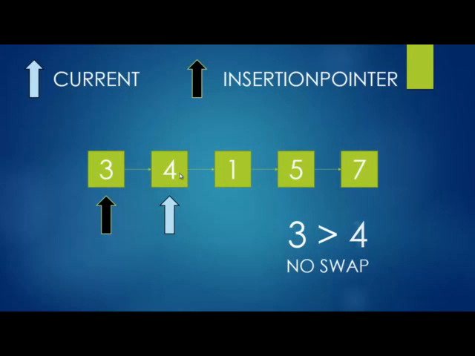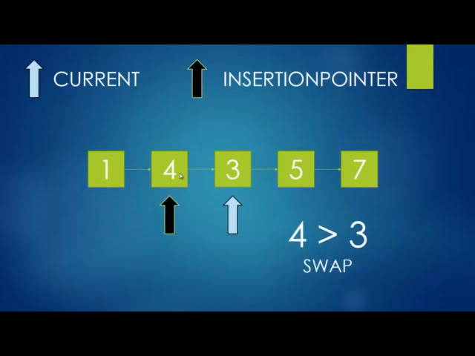So what I do is I increment current by 1, but insertion pointer remains at the head because I don't need to change it right now. But you'll see how it is changing as we go through the slides. So right now I'm checking the insertion pointer data with the current pointer data. So the insertion pointer asks, is 3 greater than 1? Well, as you know, it obviously is. So I have to swap the values. Now it asks again, is 1 greater than 3? Well, it's not. So there is no reason to swap any of it, as you can see over here.